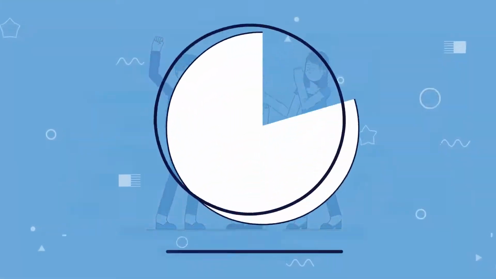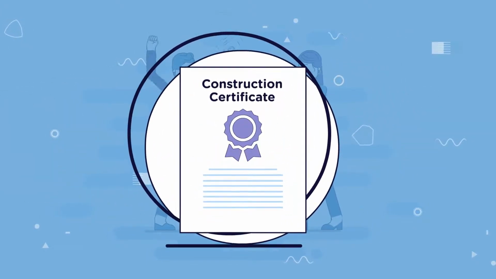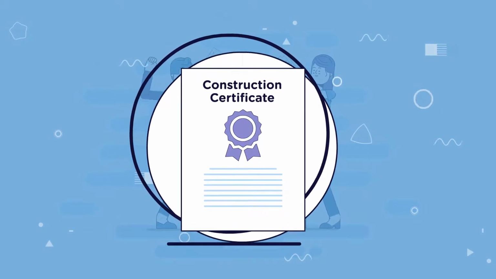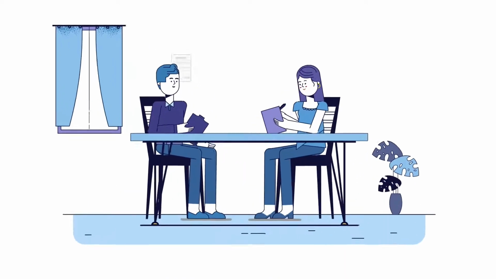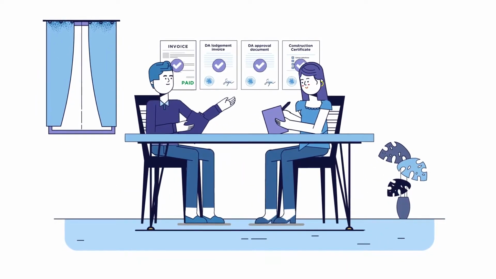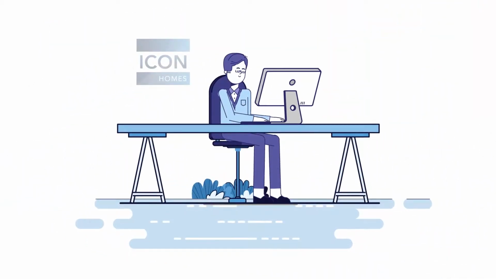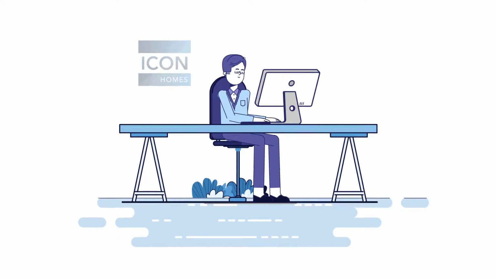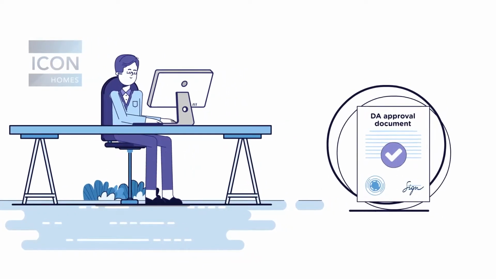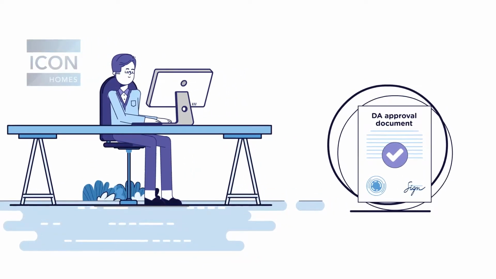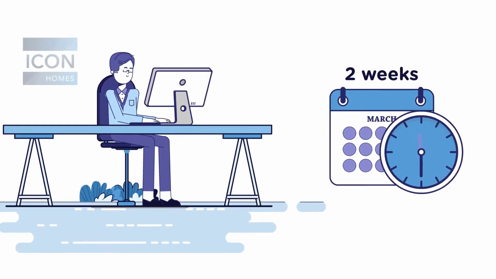We've done it! Your DA approval has now been received. From here, we can begin preparing our Construction Certificate, or CC. In order to complete the CC lodgement and construction plans, we need you to make sure you have finalised and signed off the internal colour selections, joinery, tiles and electrical. We will now have the final set of construction plans for the CC, as you will hear it referred to by your pre-construction administrator. These will incorporate all conditions outlined in your DA approval as requested by Council. Construction plans can take up to 2 weeks to be completed.